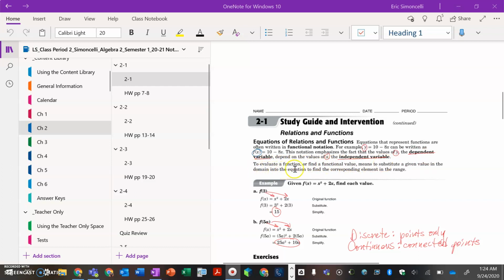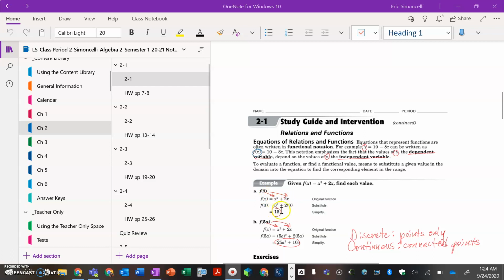To evaluate a function or find a function value means to substitute a given value in the domain into the equation to find the corresponding element in the range. For example, given f of x equals x squared plus 2x, find each value. So here you can see for part A, f of 3, and that's how you read this. You're going to simply plug in 3 everywhere you see an x. It's really as easy as that when we evaluate.